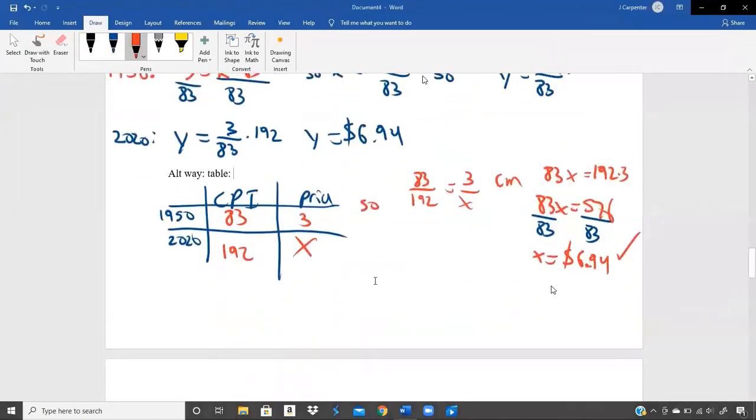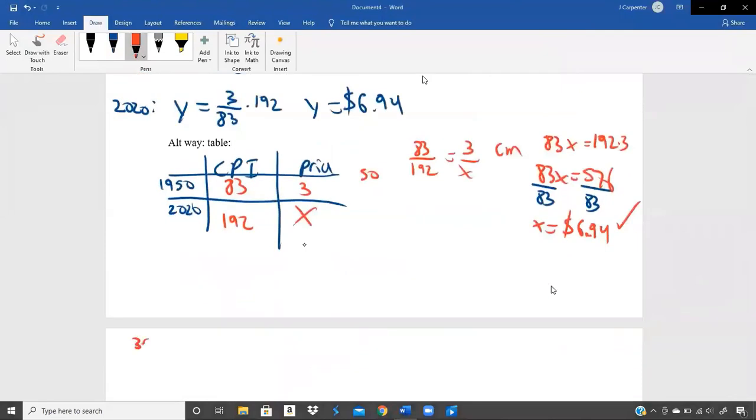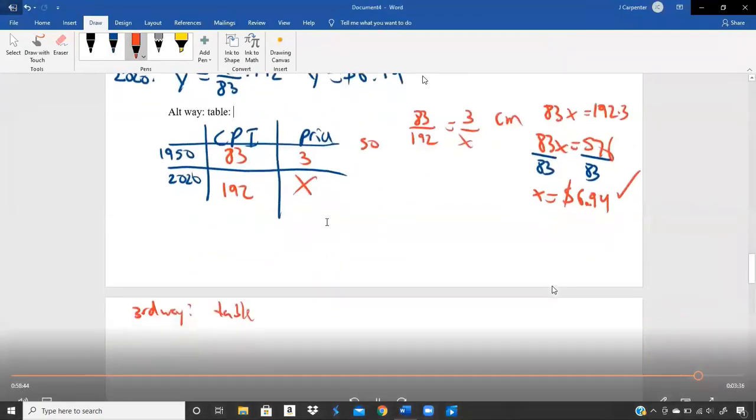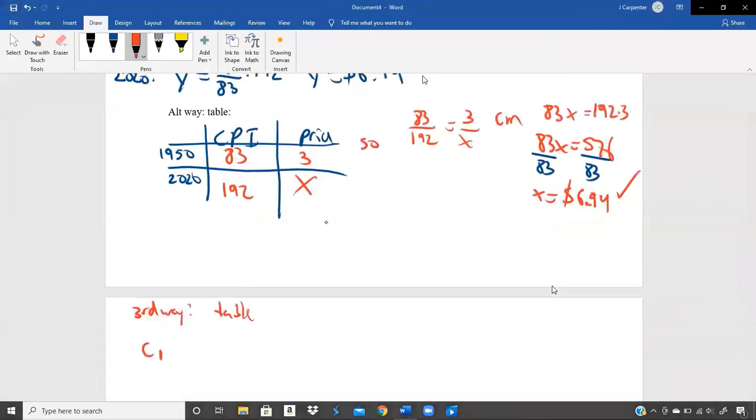Check this out. I'm going to do this a third way. I'm going to do it with another table. Some people say, well, why did you choose to do the CPI this way and the price this way? Why didn't you make those the horizontal? Okay, let's do it that way. So let's do CPI and price. I can flip-flop the order of those, it doesn't matter. And it's just now I'm doing the years as 1950 and 2020.